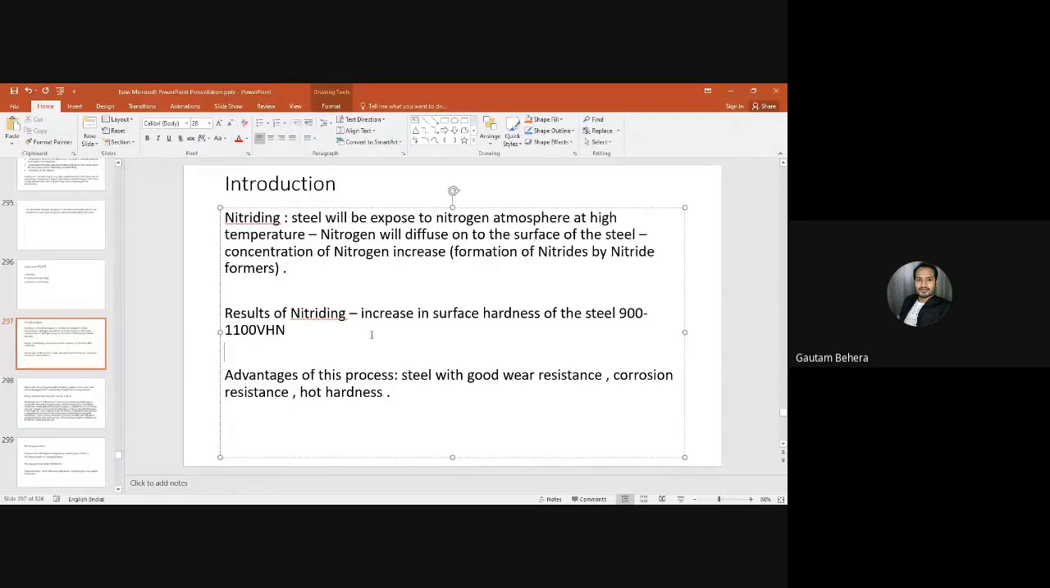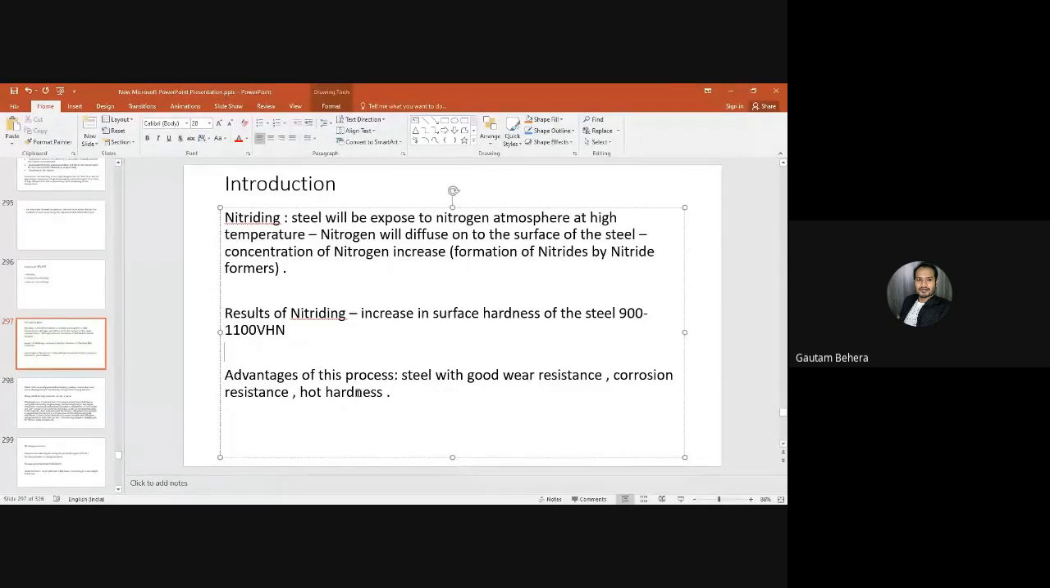You can understand how high a hardness we can obtain by nitriding alone. Because of the formation of these alloy nitrides or iron nitrides, we get a very high hardness value. What is the advantage of this? We can get a steel with good wear resistance. And an interesting point is that we also get corrosion resistance, an additional advantage. We can increase the corrosion resistance of the surface due to the formation of these nitrides. It prevents corrosion somewhat. And another interesting point is hot hardness.